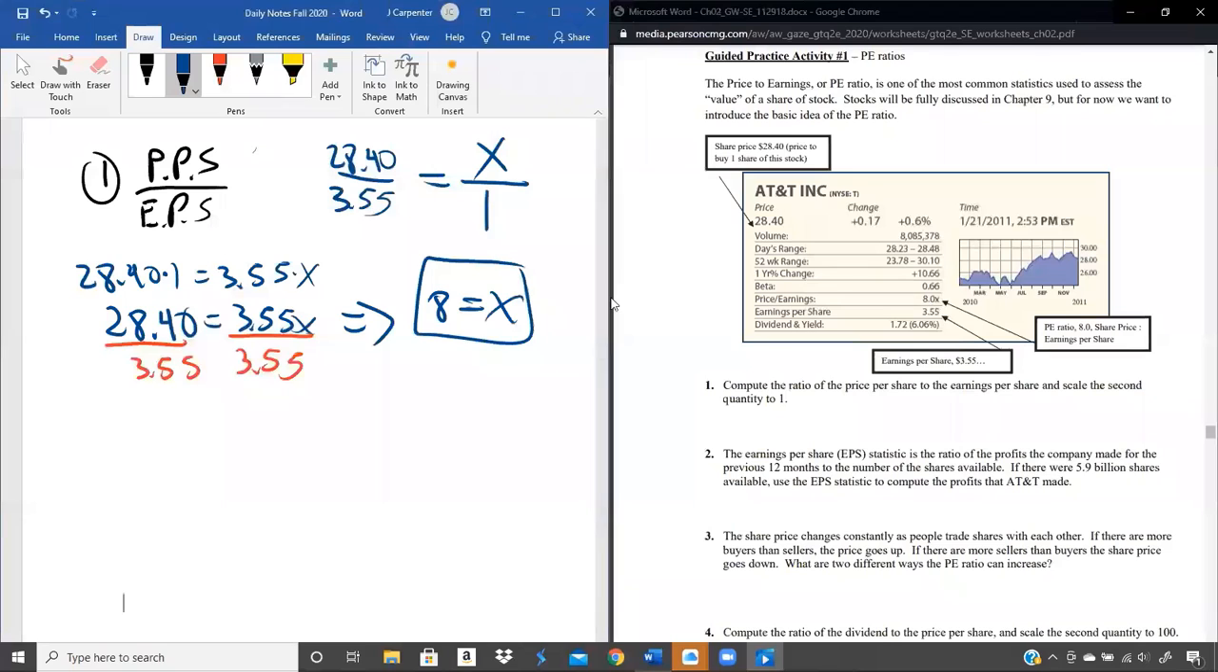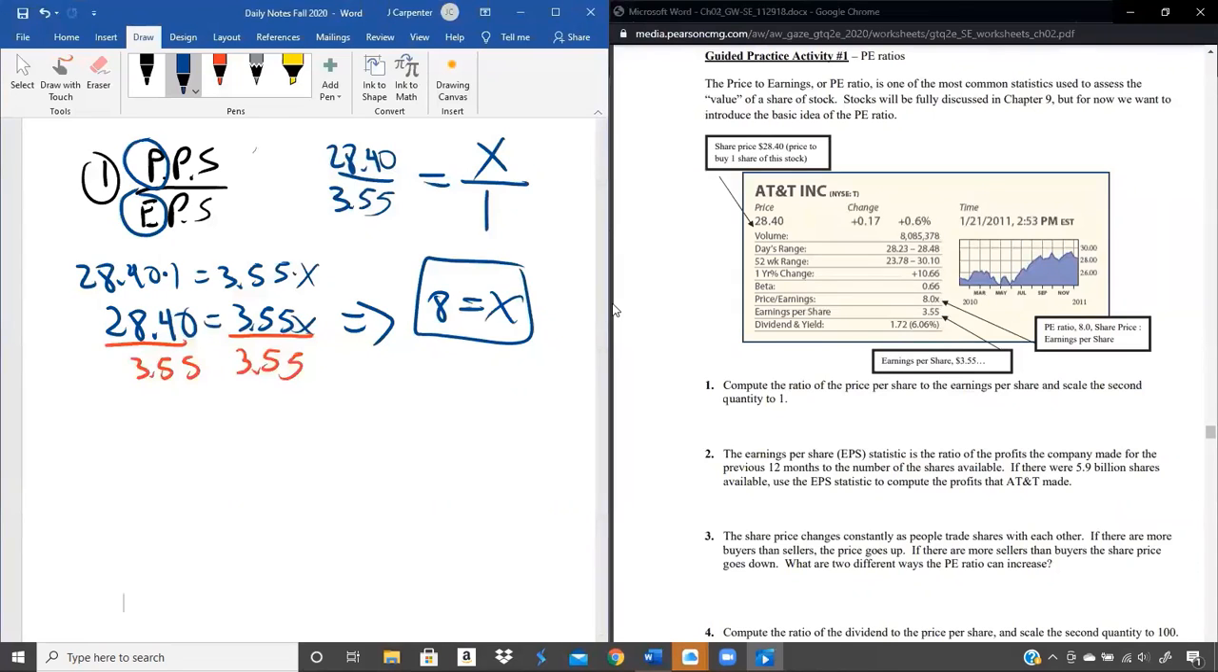What is X? X is the ratio of the price per share to the earnings per share. The price to earnings. Look right here in the guided activity where I'm hovering now. Price slash earnings. That means price on top of earnings. We calculated it to be 8, and the table actually said that to begin with.